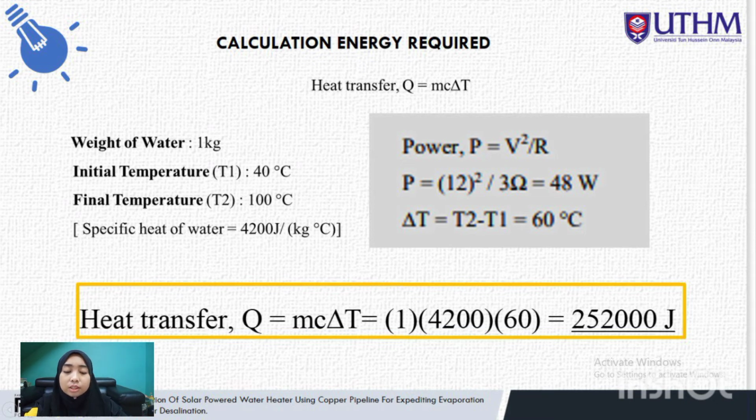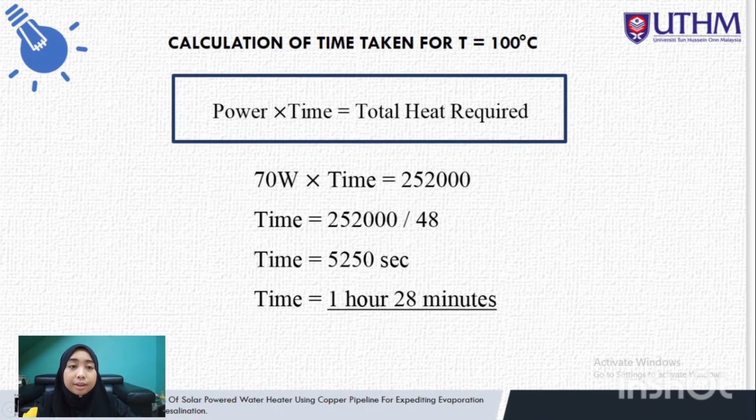For the heat transfer, Q equals m c delta T. Just insert all the values in the formula, and we get 25,200 joule. From the heat transfer value, we can calculate the time taken. In seconds, we get 5,250 seconds, and overall, the time taken for the water heater to boil the water at 100 degrees Celsius will be 1 hour and 28 minutes.